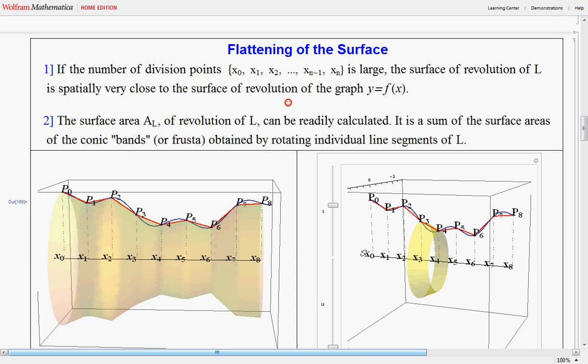Because L approximates the graph of f better and better as n approaches infinity, it is natural to define the area of the surface of revolution of f as the limit of surface areas obtained by rotation of denser and denser broken lines L. This turns out to be an excellent definition. It not only allows us to extend the concept of the area to the surfaces of revolution, but also makes many of those areas readily calculable.